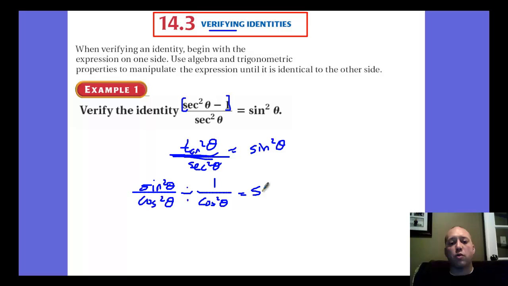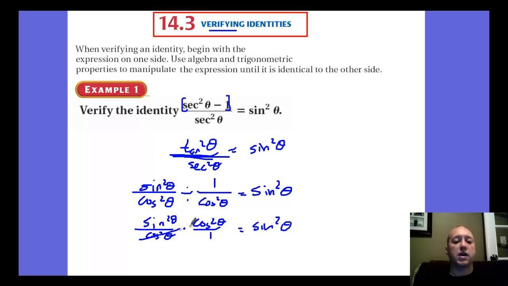So I was going to do more than one step there, but it's a verifying identity. I have to make sure that the steps I write down are written in a way that the reader can follow the roadmap or the path to show equivalency. And so now that I have this written down as division, I can change my division to multiplication. So sine squared theta over cosine squared theta times the reciprocal, cosine squared theta over 1.